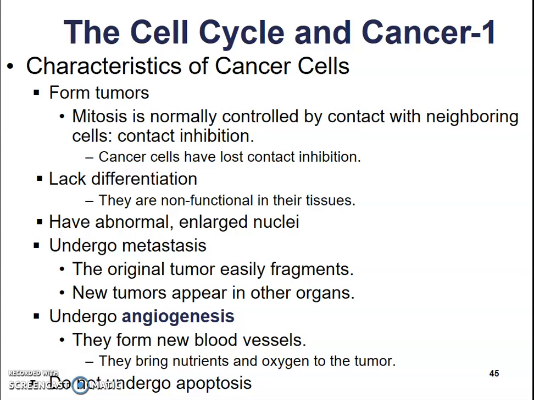And they undergo angiogenesis, where they form new blood vessels. So they attach to an organ, and they develop new blood vessels to bring more nutrients and more oxygen to the tumor so that it can grow faster. And it doesn't undergo apoptosis. So this is just a horrible combination, causing cells to go crazy. They don't have apoptosis correctly, they break apart, and they can reroute blood vessels so that they get more nutrients.